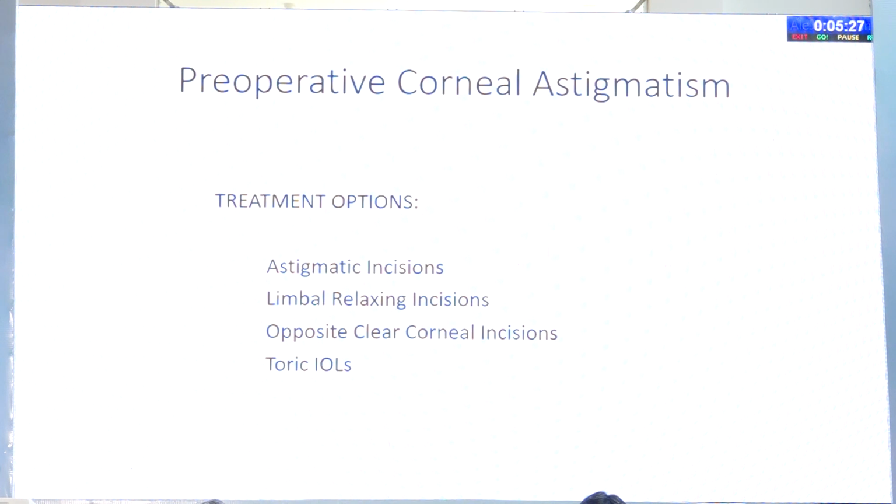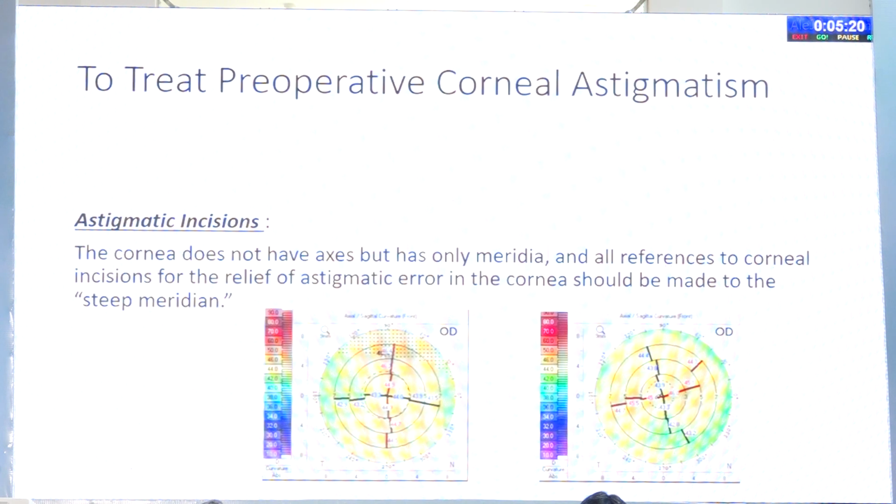Once you have the corneal astigmatism handy, the treatment options are the astigmatic incisions, LRIs, OCCs, and the toric IOLs. When it comes to the astigmatic incisions, the cornea doesn't have an axis.